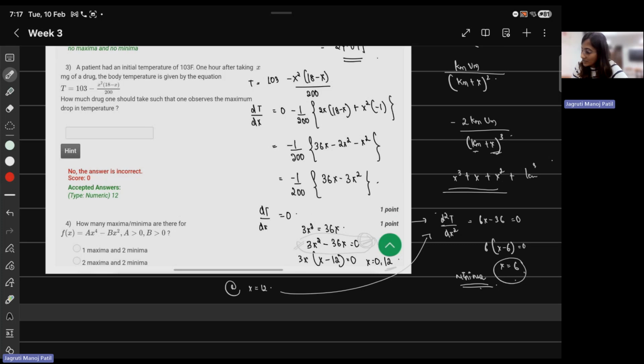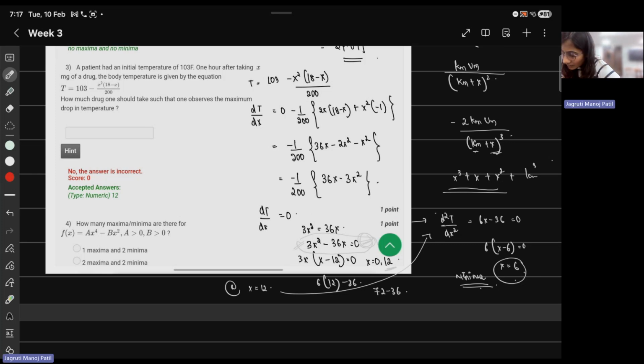Okay, so you have x equals 12. Now what do you see over here? At x equals 12, you have 6 times 12 minus 36. So this is nothing but 72 minus 36. How come these guys got it as... Okay, it's negative.